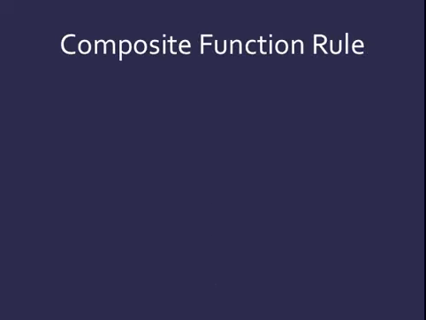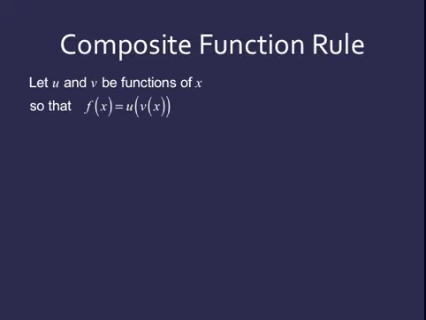Finally, we can look at the composite function rule. As before, we let u and v be functions of x, and in this case, so that f of x is equal to u of v of x. Then, the composite function rule states that f dash of x is equal to u dash of v of x multiplied by v dash of x. Now that's quite complicated to say, let alone understand, so let's look at an example.